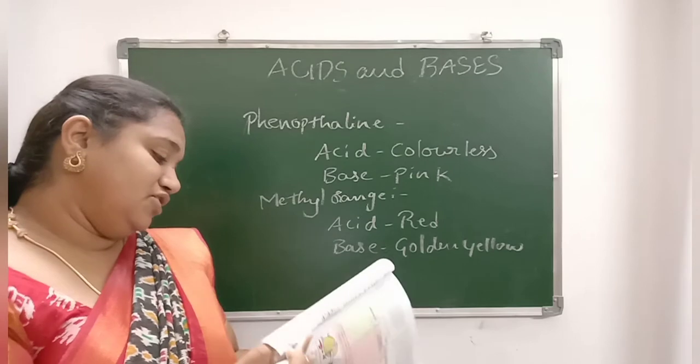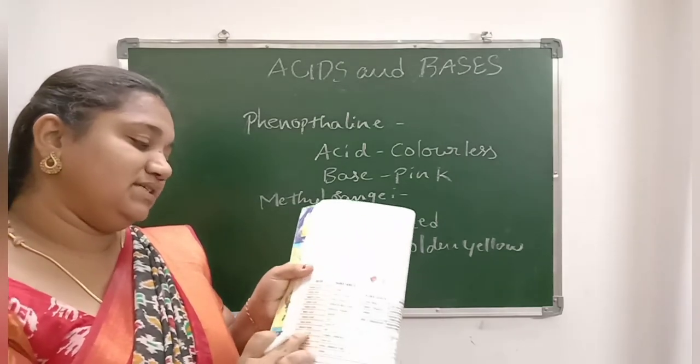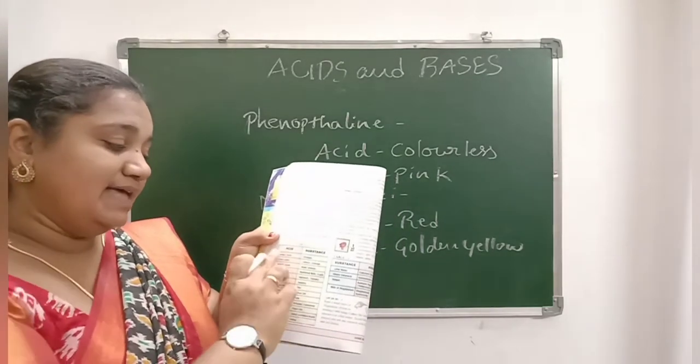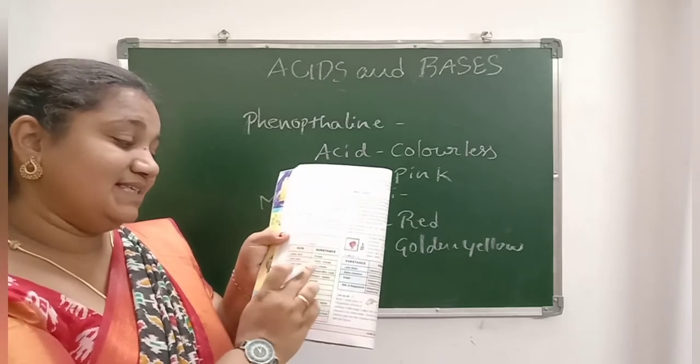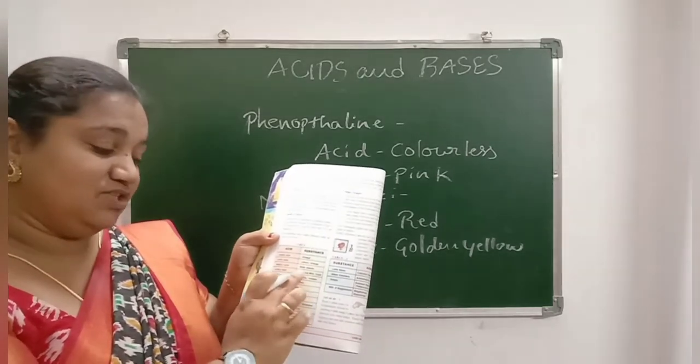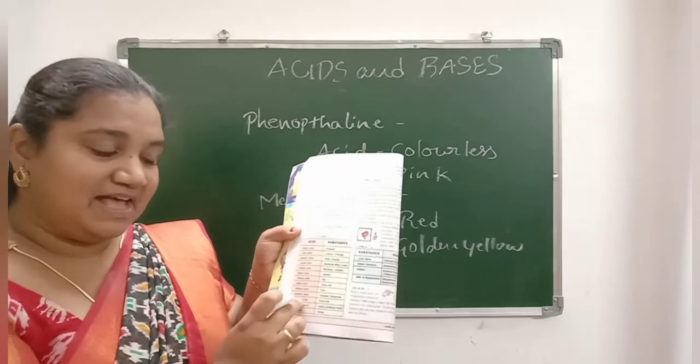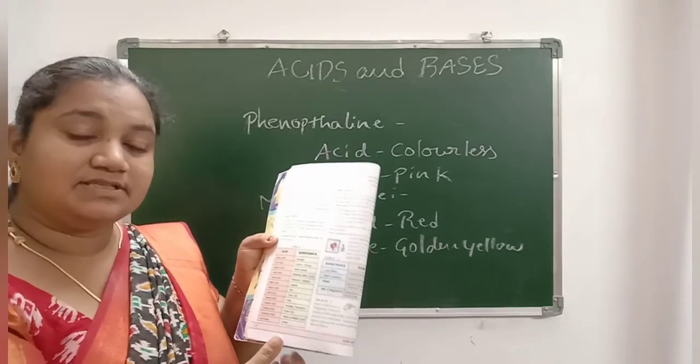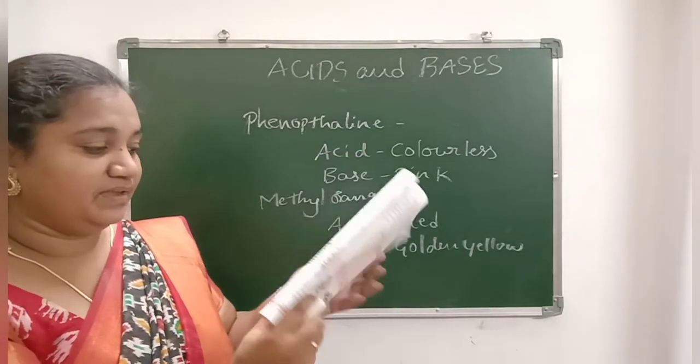And after that, you have also learnt about acids and their substances: acetic acid, vinegar, citric acid, lemon, butyric acid, stale cheese. So some substances are acids, and some substances are bases. I told you to learn all this by heart.